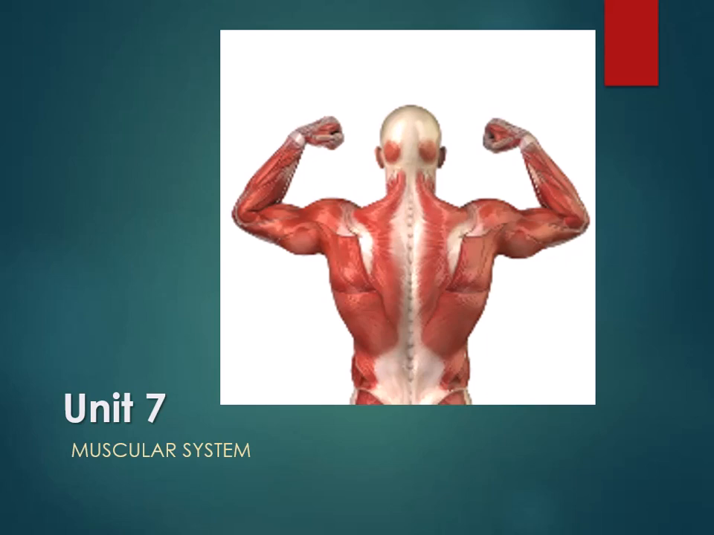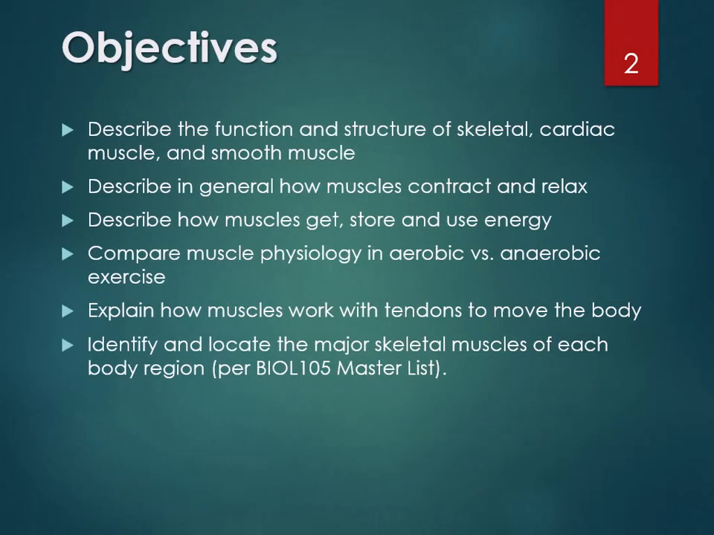Hi everybody, this is Unit 7, the muscles. We are going to talk about the function of muscles, the structure, how muscles contract and relax, how muscles store, get, and use energy. We'll talk a little bit about anaerobic versus aerobic exercise and how muscles act differently, how muscles work, and then identifying the muscles themselves is mostly, again, a lab activity, but the end of this show has some images for all the muscles on your master list.